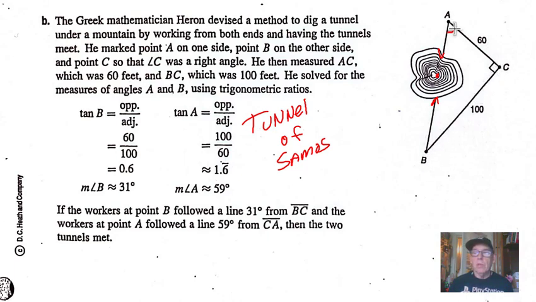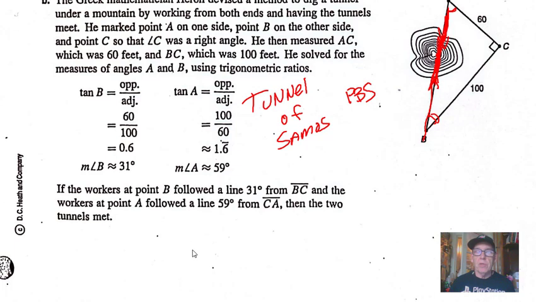And using this angle, they knew what angle they needed to cut in from this side, and then using this angle, they knew what angle they needed to cut in from this side, and when they met in the middle, they were really, really close. They were only like a couple feet off. And that's what they used to go through the mountain. And this is probably about 2,500 years ago. But there's a good, I think it's a PBS documentary on the Tunnel of Samos about the mathematics behind it. So I'd encourage you to read through that and maybe check that out if you're interested in it. Okay, let's move on.